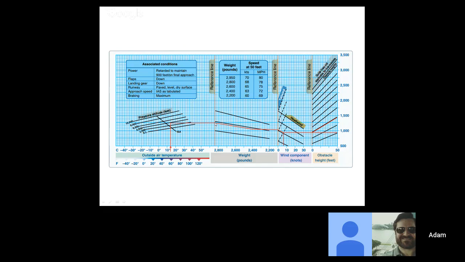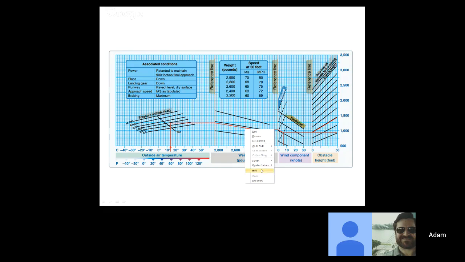Their aircraft weighs, where are we at? Well, they're following the contour down to a specific weight down here, which appears to be 2,400 pounds. Then they're walking over here to the wind, and they've got a headwind of 6 knots. And over here to figure out how far they're going to take to stop the aircraft.